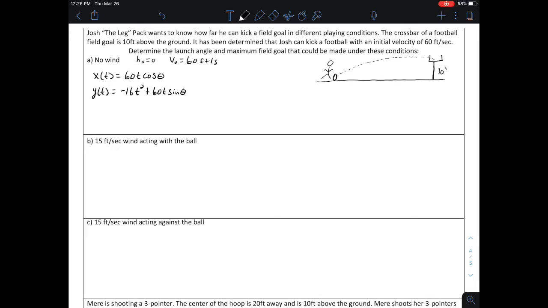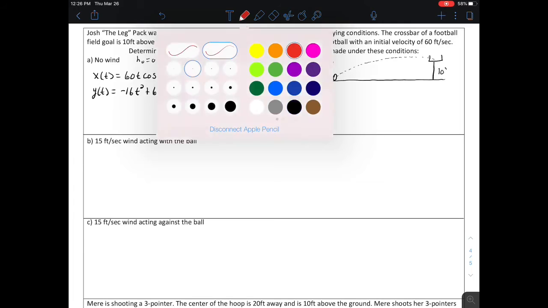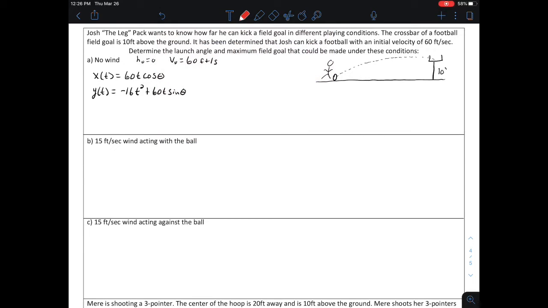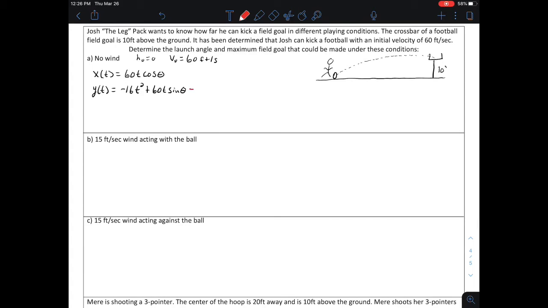Now, we can't graph these equations because we have too many unknowns. We don't know what the launch angle is, so we can't graph this set. But what we do know is that at some point down the road, after he kicks this, the ending height has to equal 10 because that's the height of the crossbar that it has to clear. So I'm going to take that y equation and rewrite it for theta equals, so that I can substitute it back into my x equation.